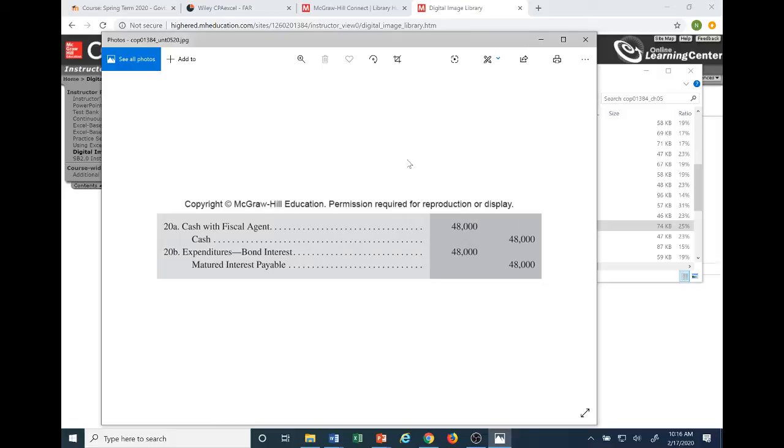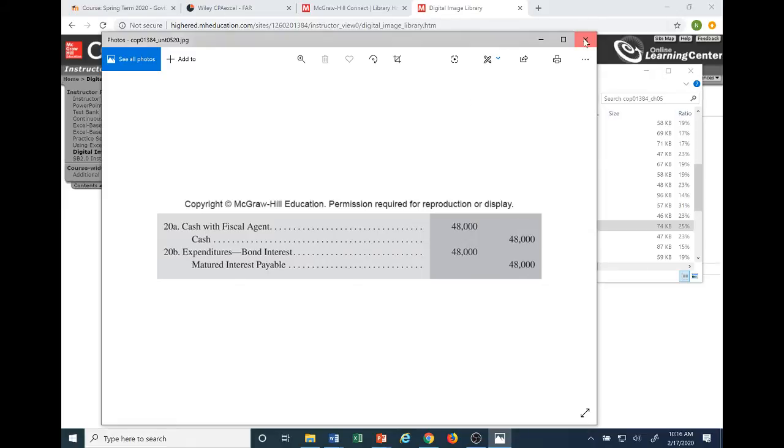So once again, if we're dealing with a bank as a trustee, we're giving them the money. So the first thing we need to do is give the cash to the bank. Debit cash with fiscal agent, credit cash. The money's going out, but we still are accounting for where it is and who's holding it. Then we set up the expenditure because the interest is due, bond interest for 48,000, and matured interest payable. So now that's payable.